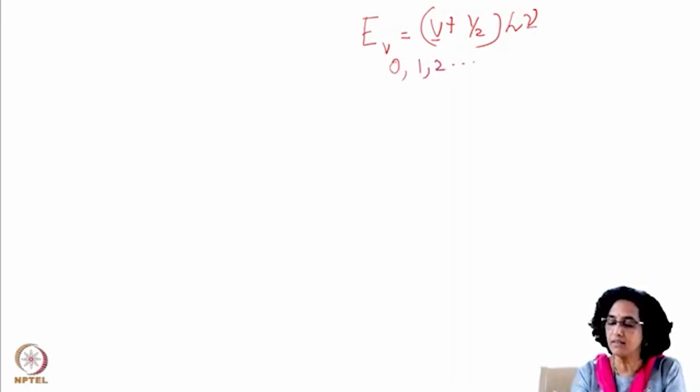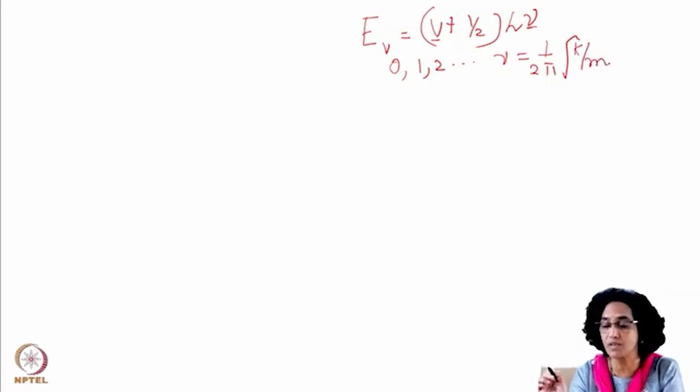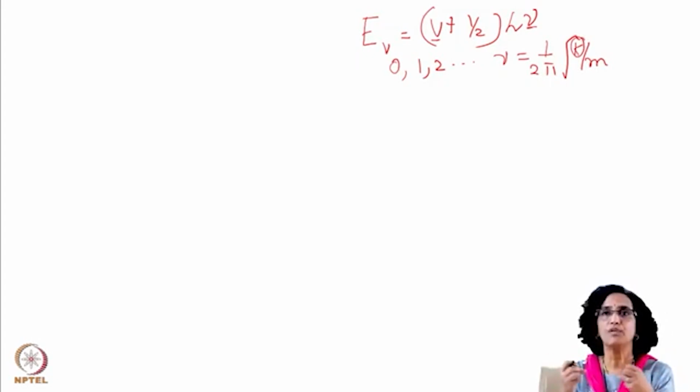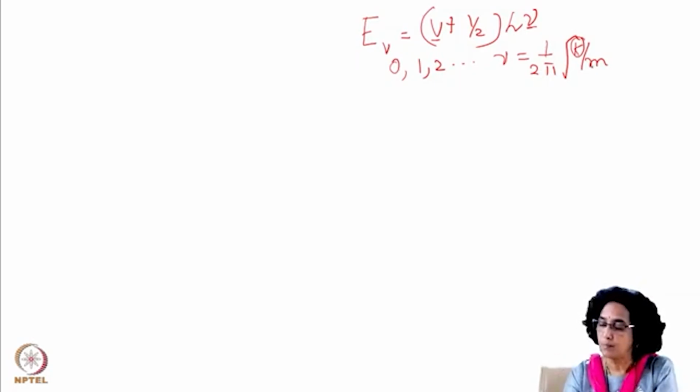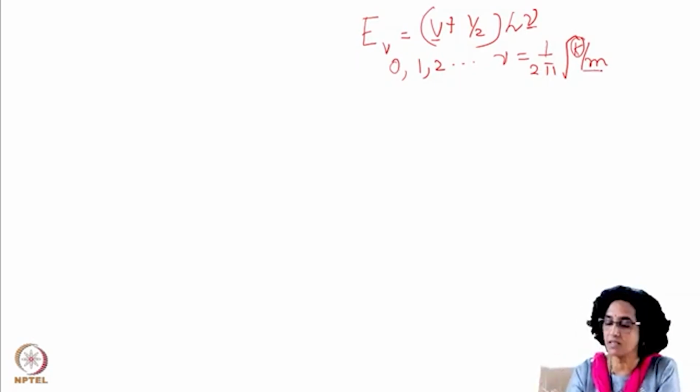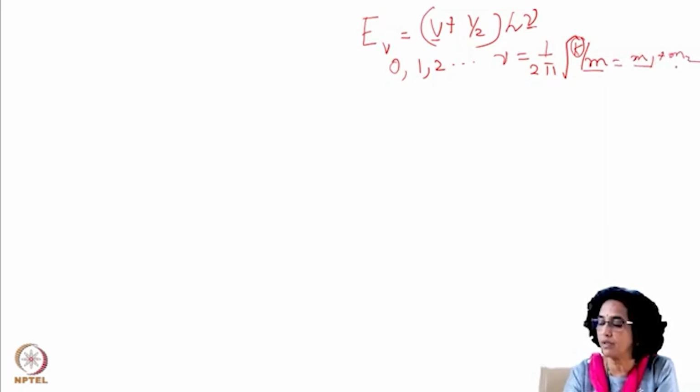Nu is the frequency of vibration, and this is given by nu is equal to 1 by 2 pi under root k by m, that of a simple harmonic oscillator, and this k is the spring constant, basically the strength of the spring constant of the bond between the two atoms. The mass m is the reduced mass. We had considered a diatomic molecule, and therefore this will be equal to m1 times m2 upon m1 plus m2.